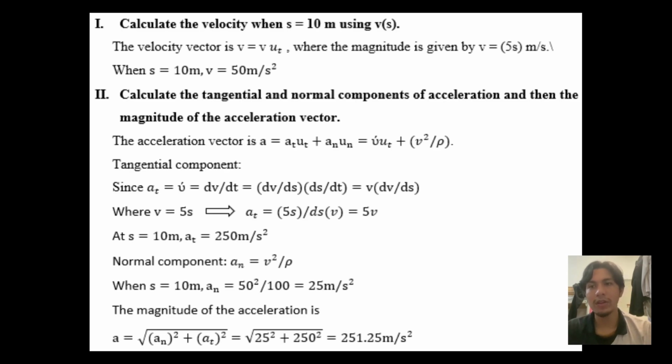For the magnitude of the acceleration, we use the formula of a equals to square root of a_n square plus a_t square. After that, we put the value of a_n and a_t by using this formula, and the final answer for the magnitude of the acceleration is 251.25 meter per second square.